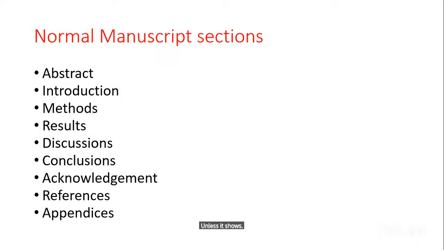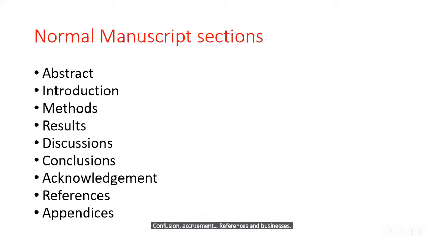Apart from the first page, you need titles, authors' names, and affiliations. So the first section is the abstract, followed by introduction, followed by methodology, followed by results, followed by discussions, conclusion, acknowledgements, references, and appendices.